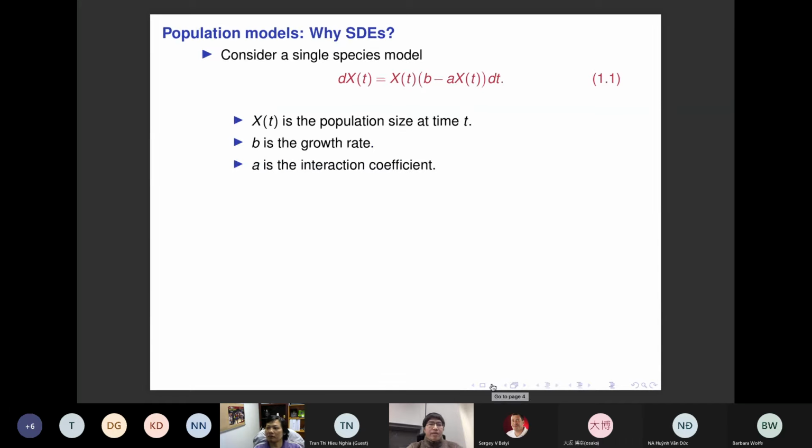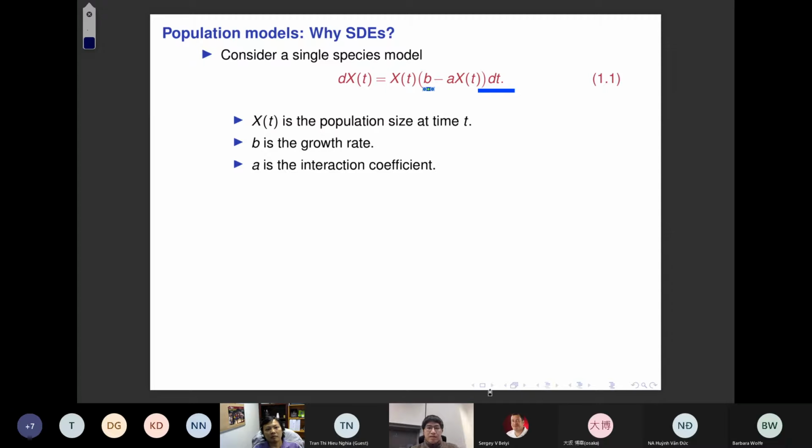Okay, so we start with a single species model. You have x_t, the population size at time t. We have b, the growth rate, and a is the interaction coefficient. I believe everyone is familiar with this population model.